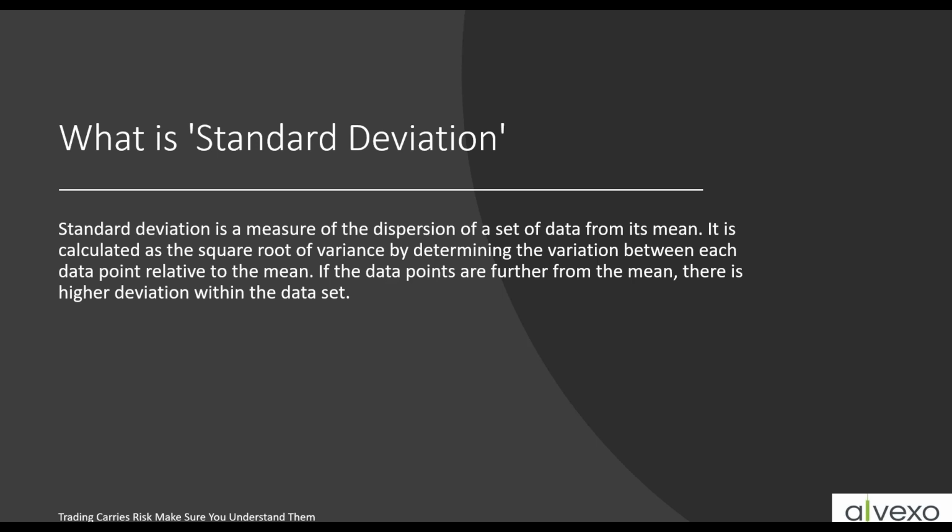It is calculated as the square root of the variance by determining the variation between each data point. So it's going to determine the variation between the open, the high, the low, and the close, and its moving average, that center line. If the data points are farther from the moving average, there is a higher deviation within the set.